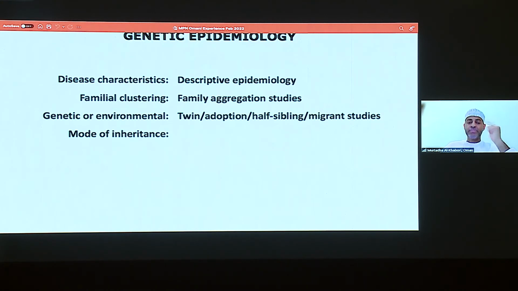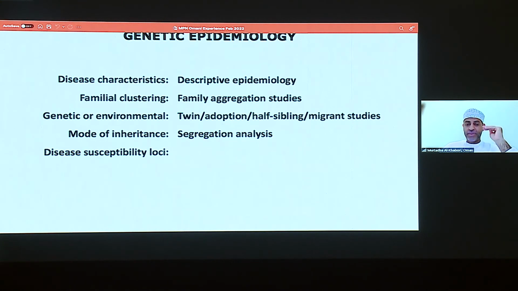The next is mode of inheritance. And you illustrate this by doing a segregation analysis. You just draw the family pedigrees, and through this you demonstrate whether this is dominant or recessive, X-linked or other, or polygenic.